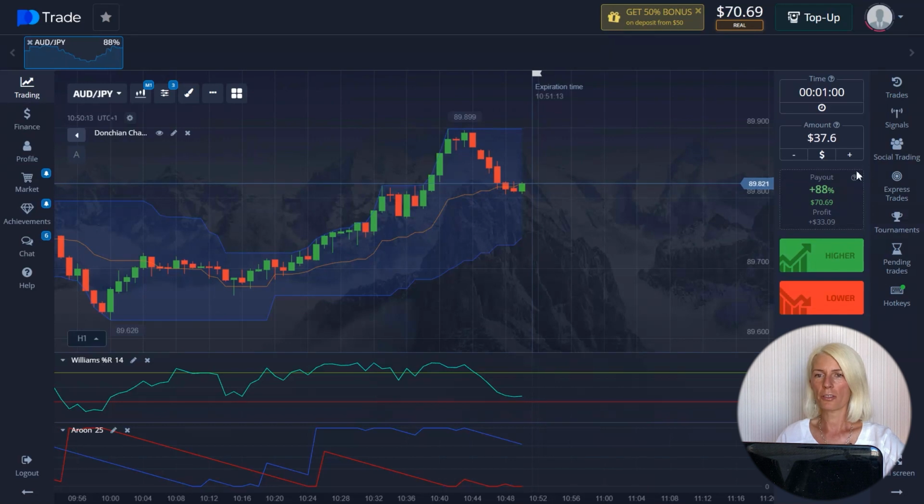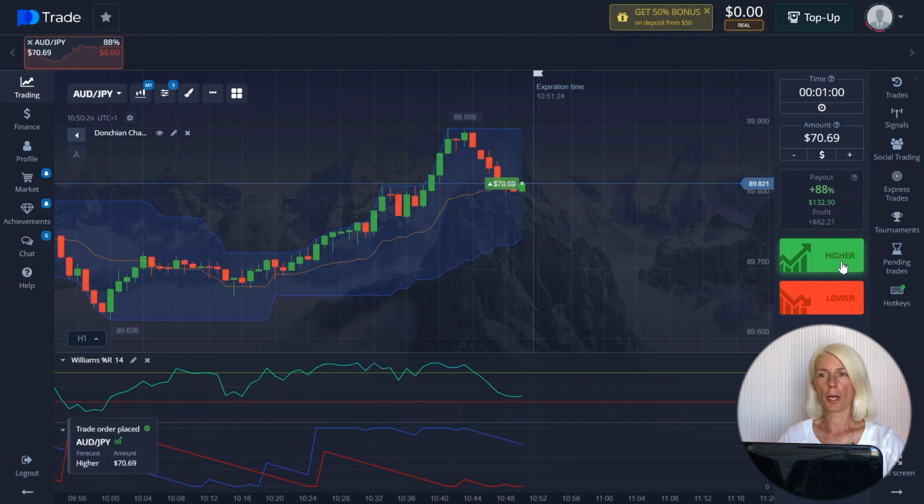To continue, I increased the amount to $70.69, and we're looking for an entry point into the next trade. I see a price increase, a signal from Williams, and open an up trade for 1 minute. Yes, it was clearly visible on the chart how the Williams line began to reverse and move up, which was a signal for me about a possible price increase.